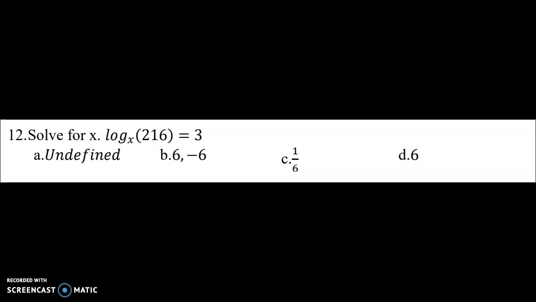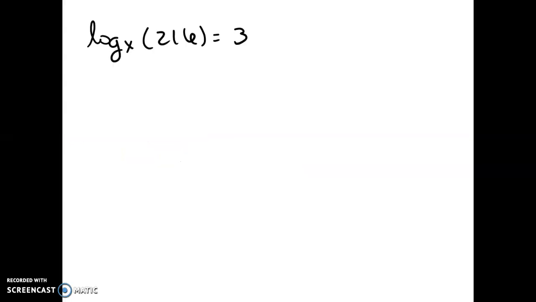Question 12. Solve for x. Log with base x of 216 is equal to 3. So the first thing I'm going to do is change this to an exponent. So this is going to be x raised to 3 is equal to 216.